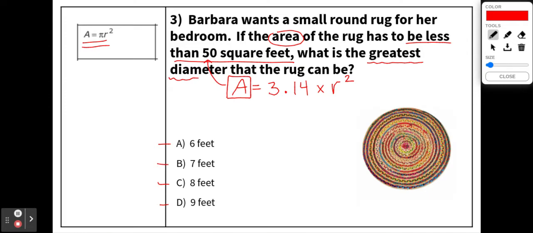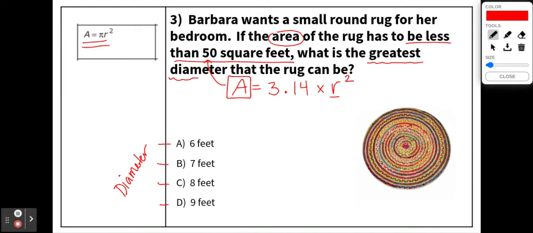So we're going to have to figure out what diameter is going to work here. Now remember, these are all diameters. And the formula says radius. So we need to be mindful of that. So let's give one of these a try. Let's try the first one.